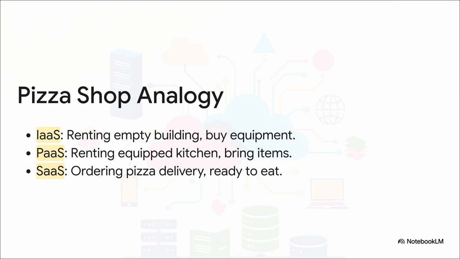Now, if you step up to PaaS, platform as a service, that's more like renting a fully equipped commercial kitchen. The ovens and the professional tools, they're already there and managed for you. You just show up with your recipe and your ingredients and get straight to cooking. And finally, SaaS, software as a service. This is like simply ordering pizza delivery. You don't need a building, you don't need any equipment, and you definitely don't need to cook. The fully finished product just gets delivered right to your door, perfectly ready to eat.